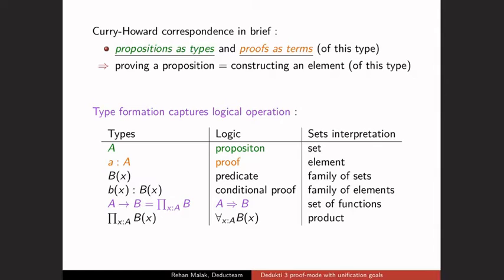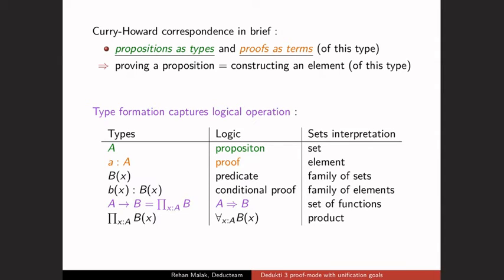Let's say also a few words about the Curry-Howard correspondence. Here the types are interpreted as theorems or propositions, and the terms are interpreted as proofs. So proving a theorem in this framework is like constructing an element of this type. And the type formation captures the logical operations.